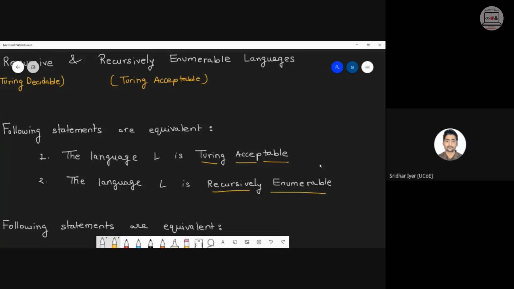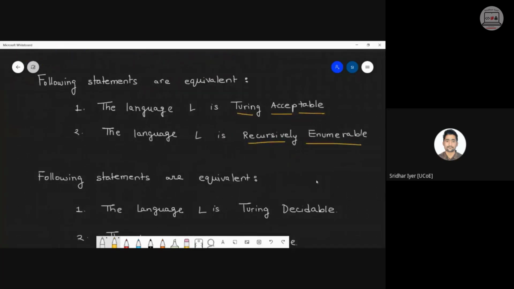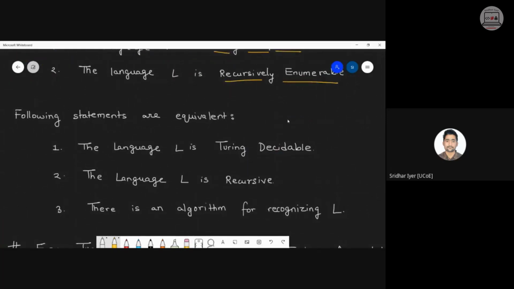I will come back to it. For the time being, just understand it like this: if a language is Turing acceptable, then that language will also be recursively enumerable. In a similar fashion, if a language L is Turing decidable, then that particular language is also recursive. Similarly, if it is Turing decidable, it simply means that we can also create an algorithm for recognizing the language L. Am I clear with this part?